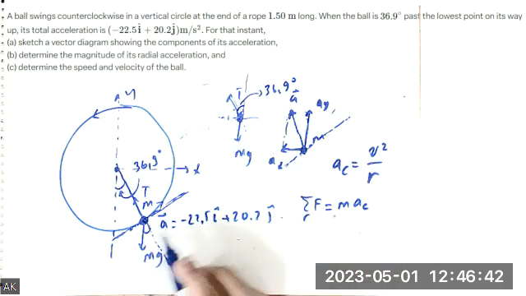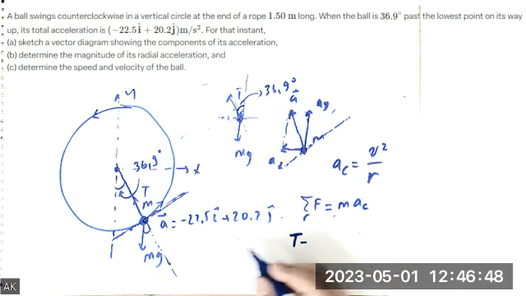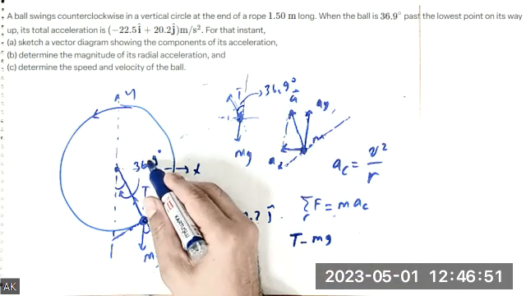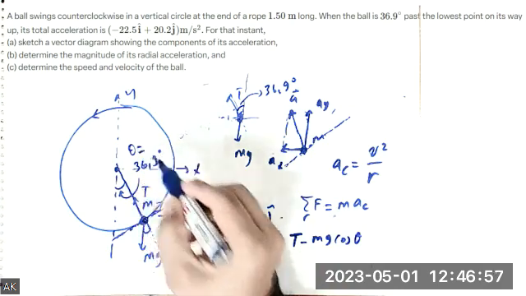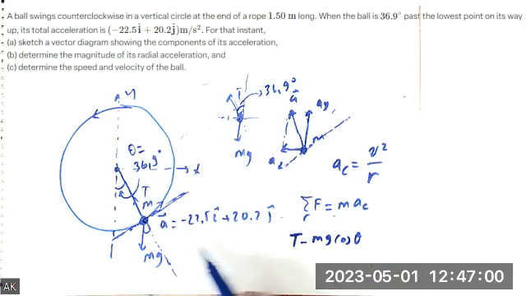And along the centripetal line, you have this force T minus mg times cosine of this 36.9, let's give this as theta. Because toward the center, we take the forces to be positive. So mg has a component which is out of the center, and that component is mg cosine theta. This is m times AC, which is centripetal acceleration, or radial acceleration. The problem in part B is asking for the radial acceleration.